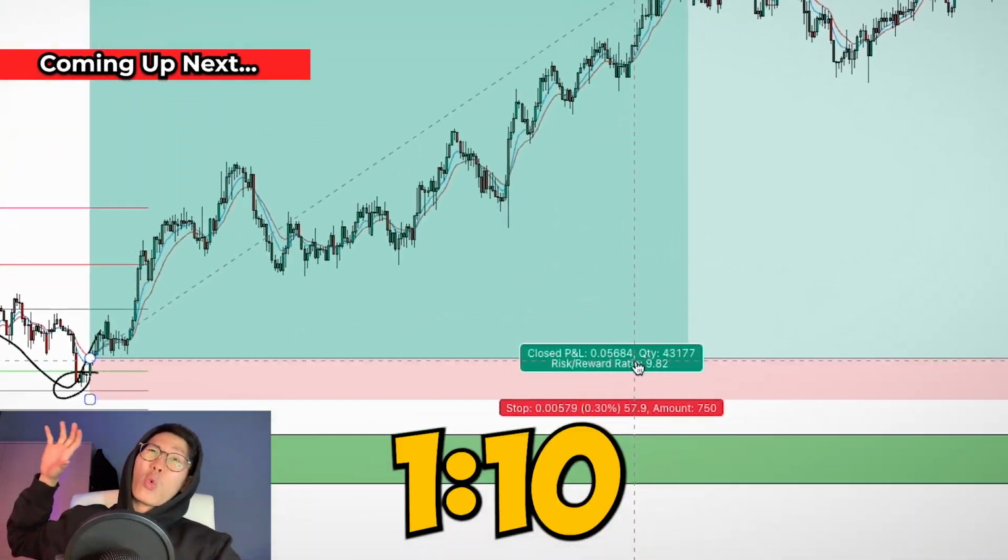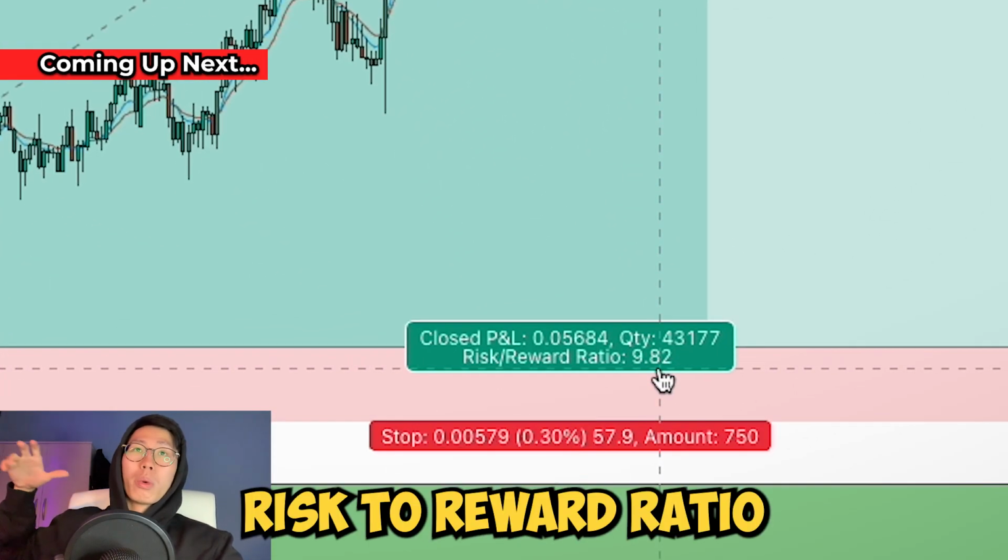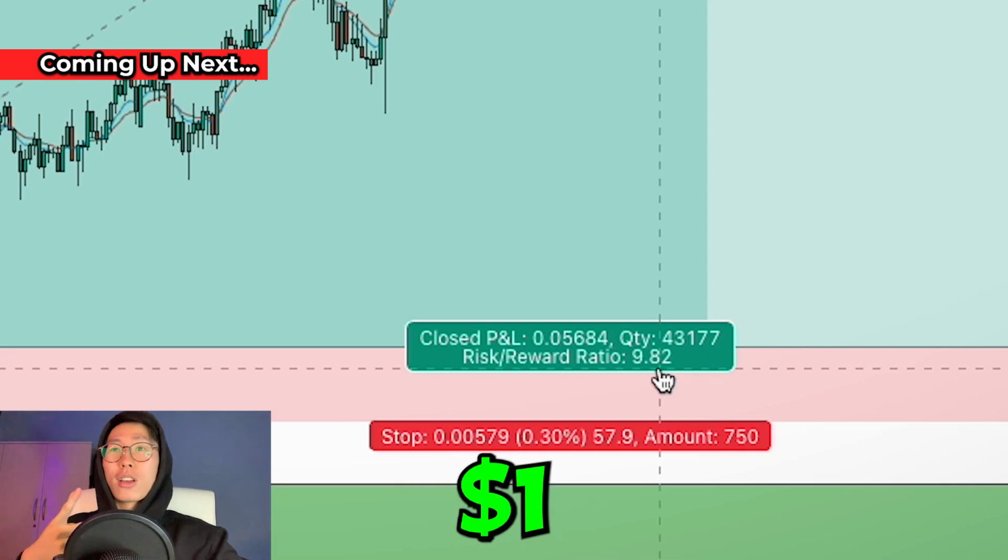So you can see this is almost like a 1:10 risk to reward ratio, which means that you are risking $1 to make $10.